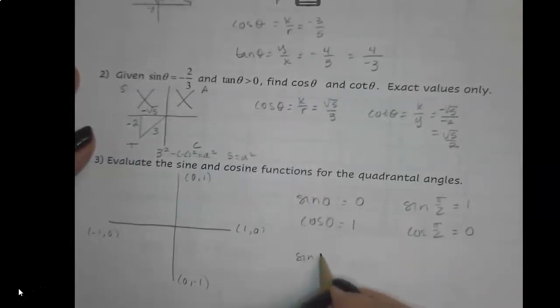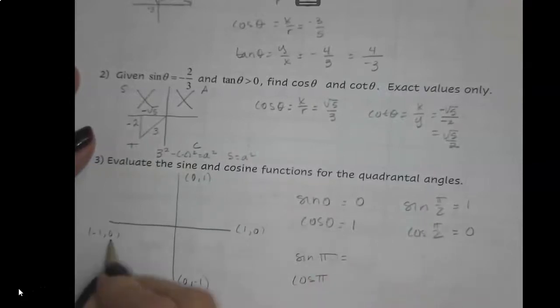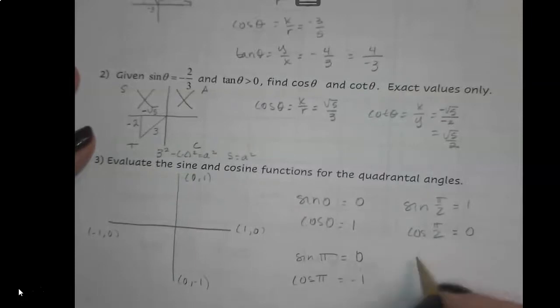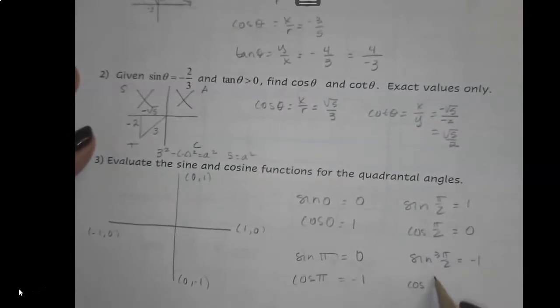Then sine of pi, cosine of pi. Sine is 0, cosine is negative 1, and then our 3 pi over 2, where my sine is negative 1, and cosine 3 pi over 2 is 0. Okay.